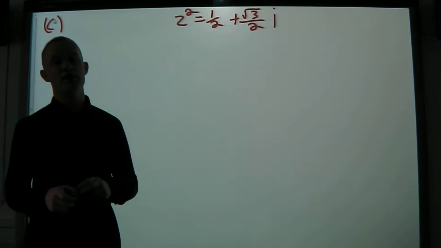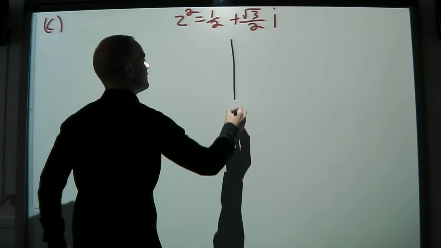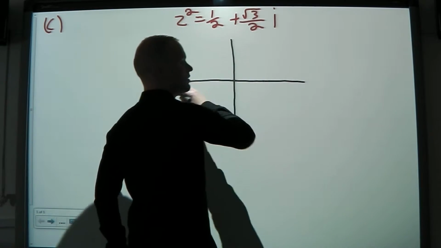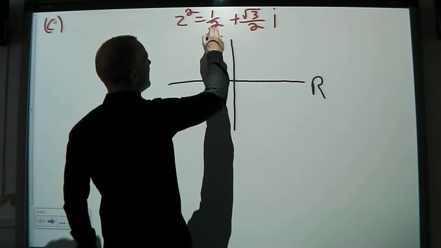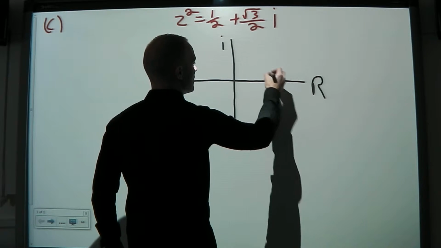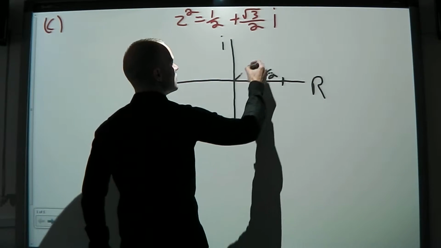Now, in a complex number question like this, it's always easier to draw the graph at the start. So I'll draw the graph. We have a real axis here as our x-axis, and we have an imaginary axis up here. Now, our real value here is a half, so we'll call this here a half. And our imaginary value here is root 3 over 2.